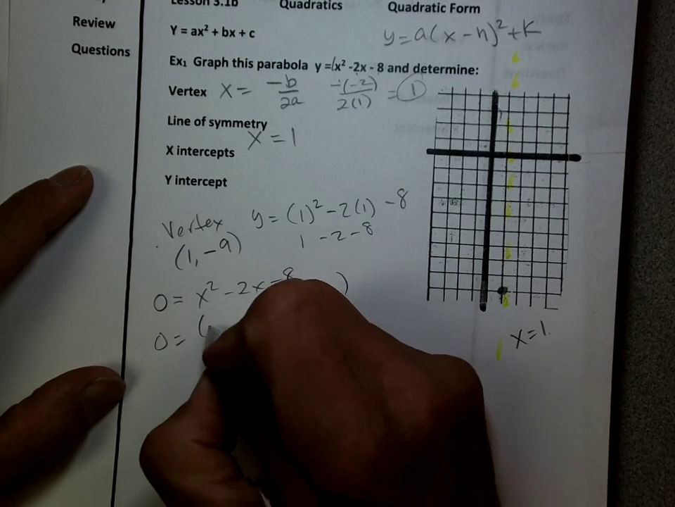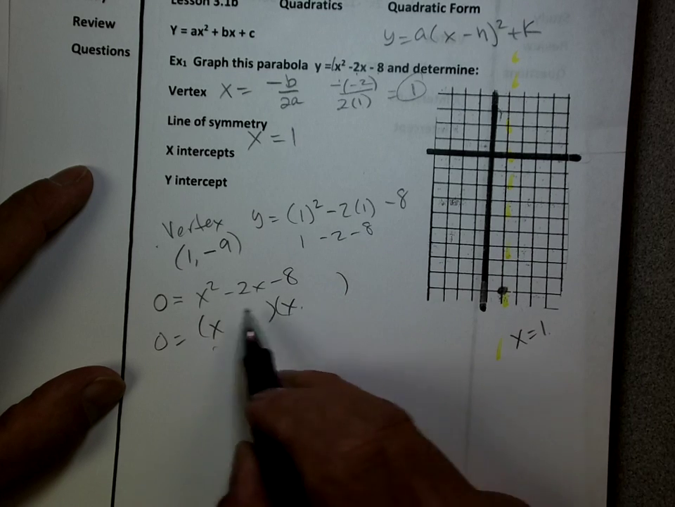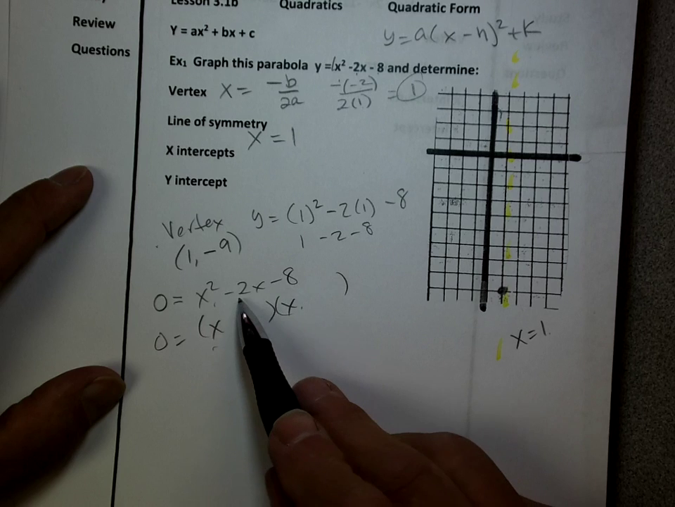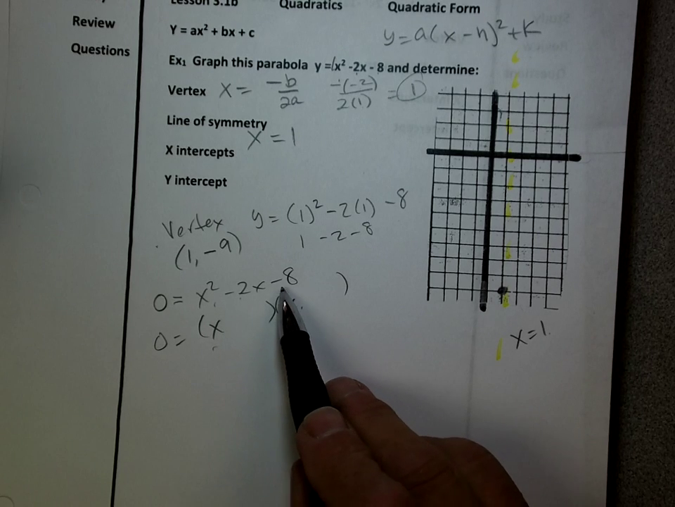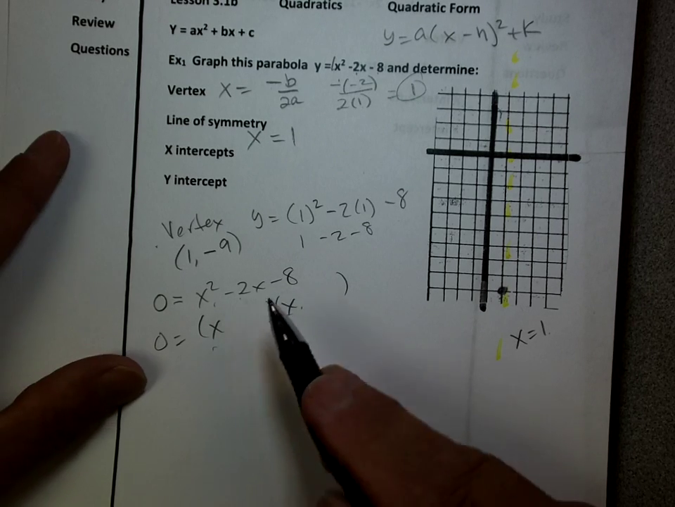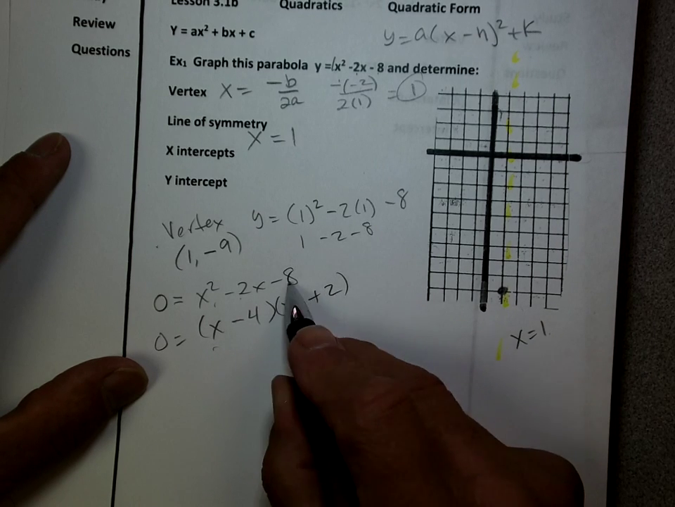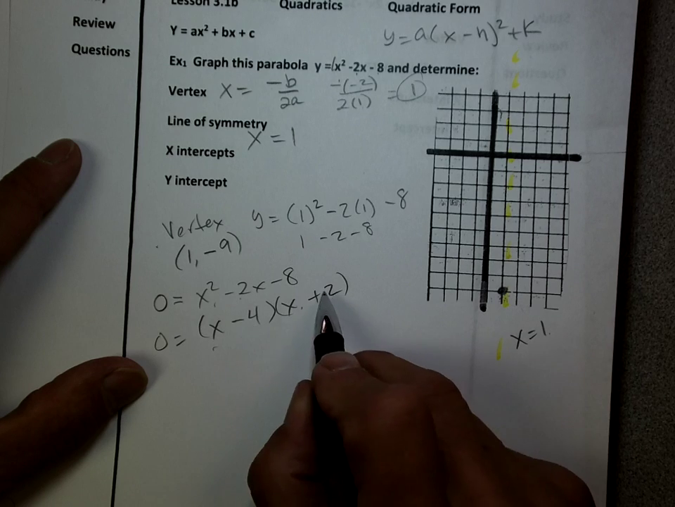I want to factor it x and x. X times x makes x squared. What times what makes negative 8 and adds up to negative 2? Well, that's easy: negative 4, positive 2. When multiplied, negative 4 times 2 makes negative 8, and when added, negative 4 plus 2 makes negative 2.